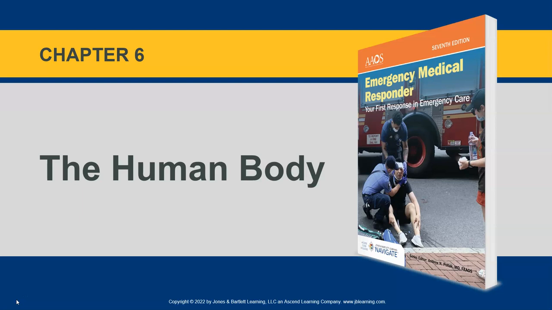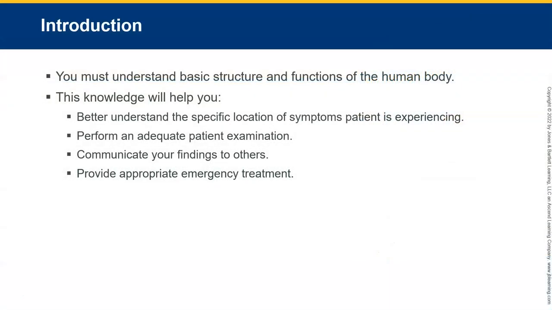So in this chapter, we're going to learn a little bit about some major organ systems, and a little bit about that special language we talked about, the medical terminology we're going to need to know to communicate with people and document things. We're going to understand some basic structures and functions of the human body. As an EMR, we need to be able to do that to be effective.